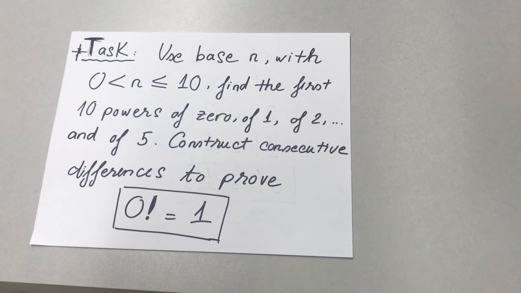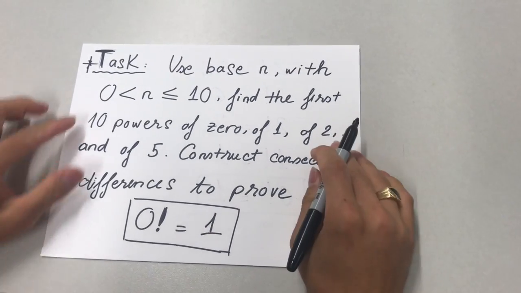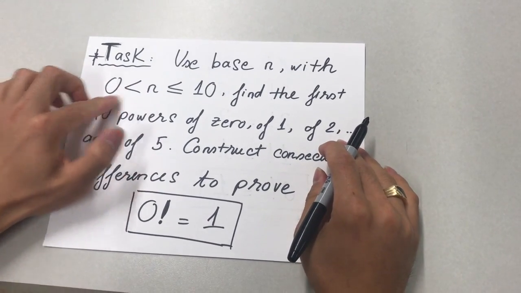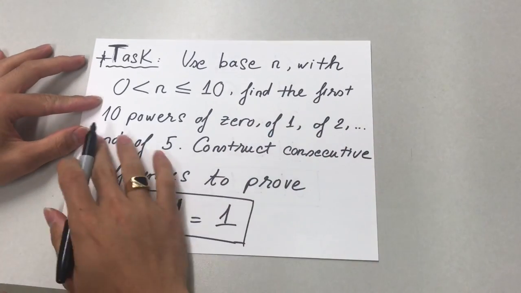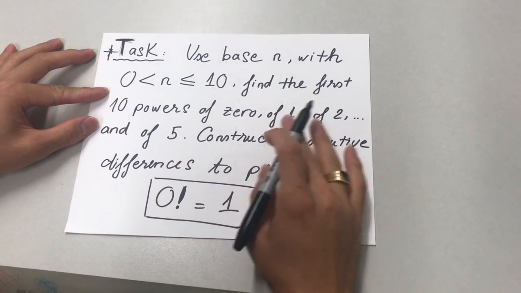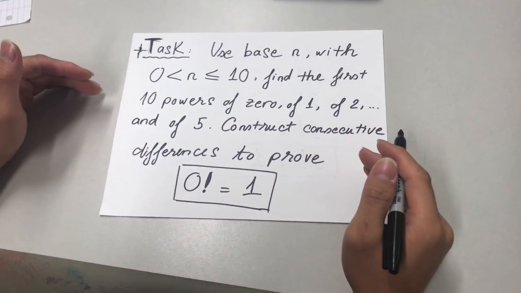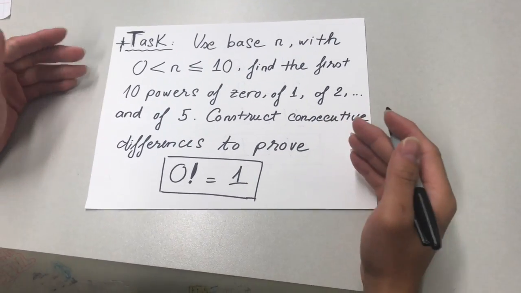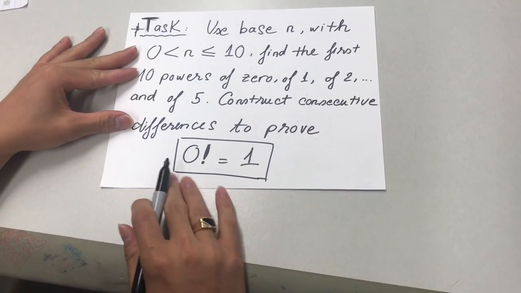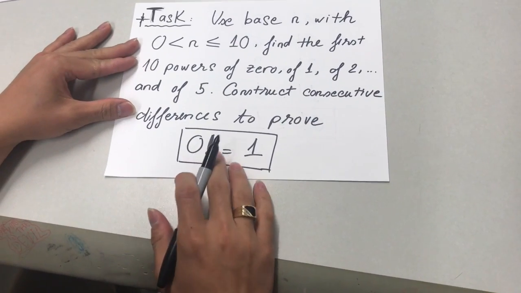So our task today is to use the base n. The n number is from 0 to 10, and find the first 10 powers of 0, of 1, of 2, and of 5. And then by constructing the consecutive differences until we reach a common difference, we can prove why 0 factorial is 1.